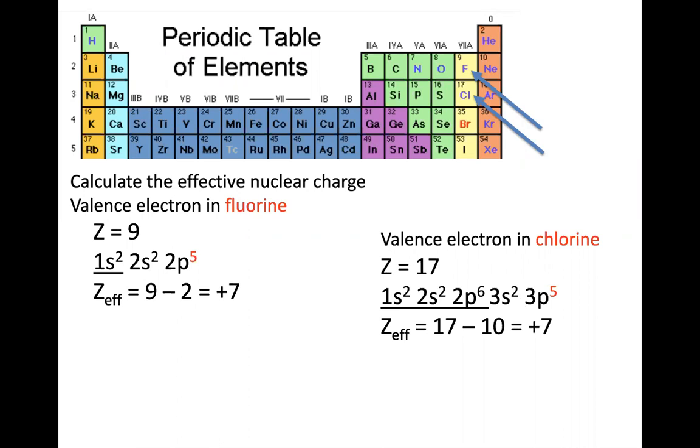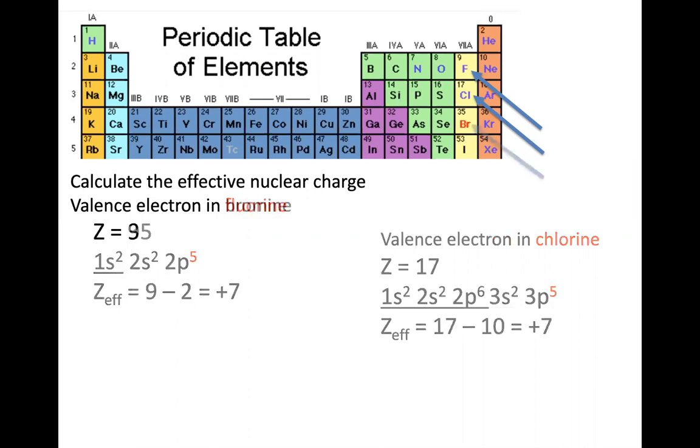Now, sometimes students say, well, can you also now just count over +1, +2, +3, +4, +5, +6, +7? Yeah, it works. Those different columns, they're really telling you the effective nuclear charge.